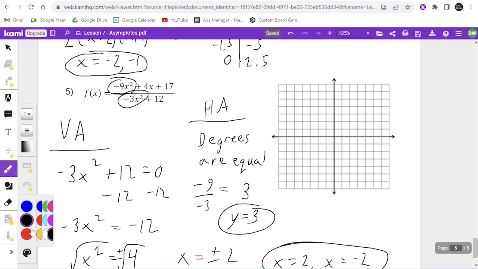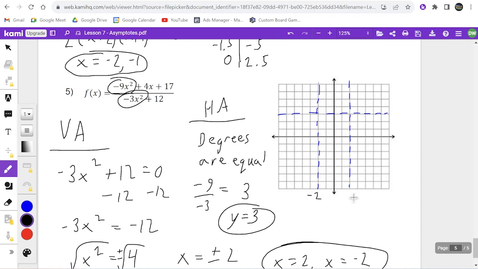And this one I'm just going to graph just like normal. First one at -2, then one at +2, and then one at y equals 3. So there's my asymptotes. Now again, if I actually want to graph these, which I am going to, I need to make a table of values here.